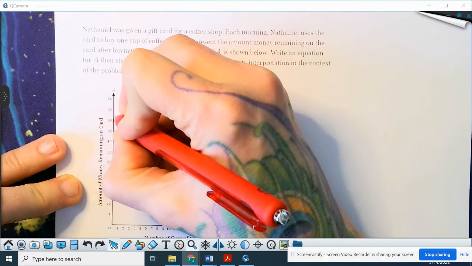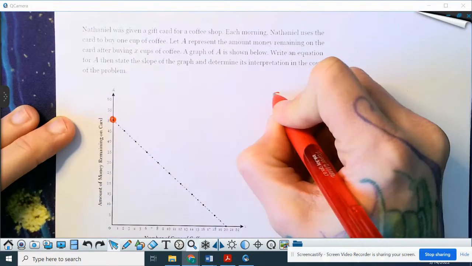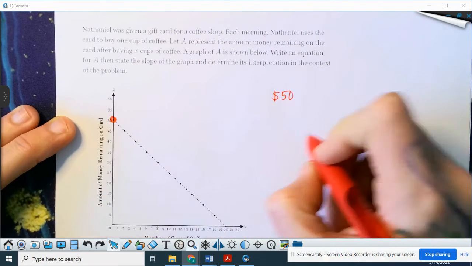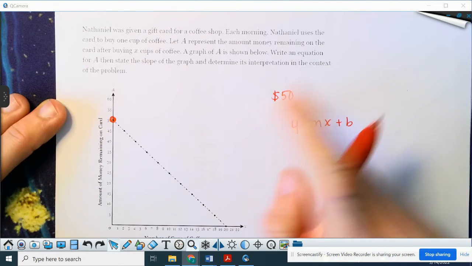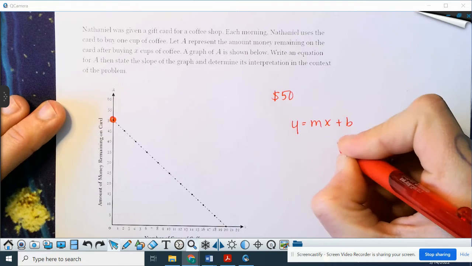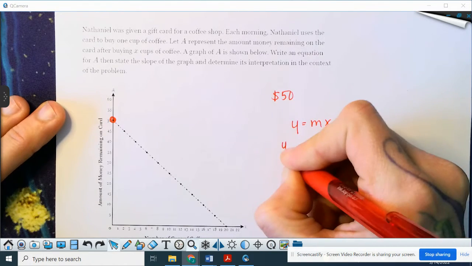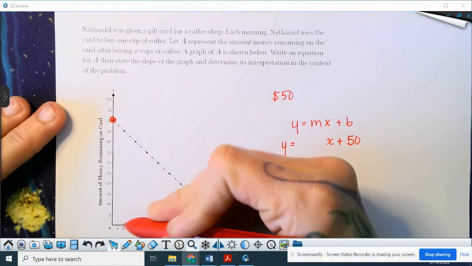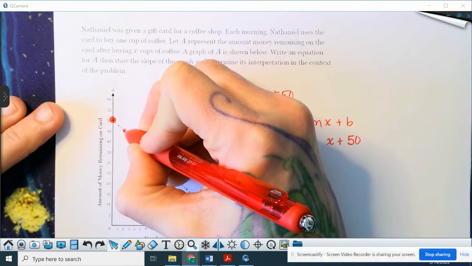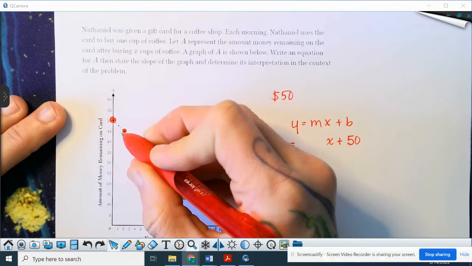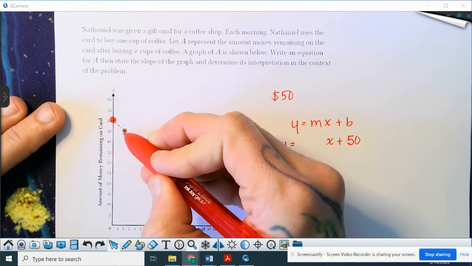So we know we start at 50. So that means that card had $50 when you started, right? And that's our Y-intercept. So if we're looking at Y equals MX plus B, because we're starting with $50, that's going to go in the place of our B. Now we have an X. We just need to find our slope. Now, when I bought 1 cup of coffee, it took some money, but that's not a good intersection. Let's go right here. So 2 cups of coffee, I lost $5.